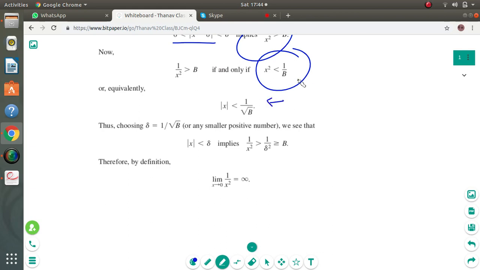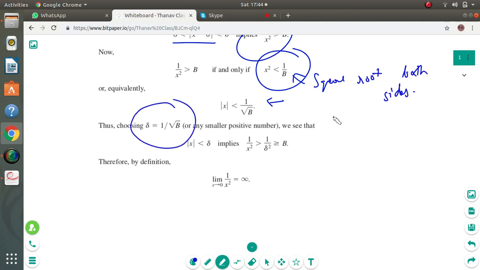We take now square root both sides. And then modulus, we take square root both sides. Here we have modulus x is less than 1 by root b. So from here we have delta equal to 1 by root b, delta equals 1 by root b we can take here. So from here we have modulus x less than delta.